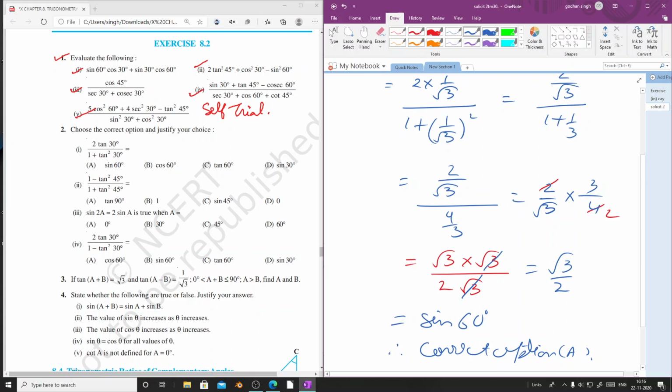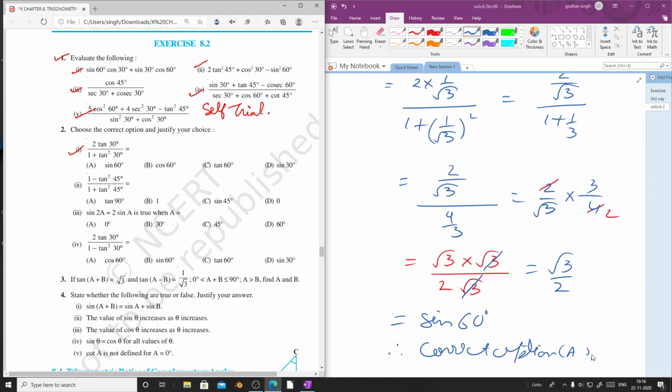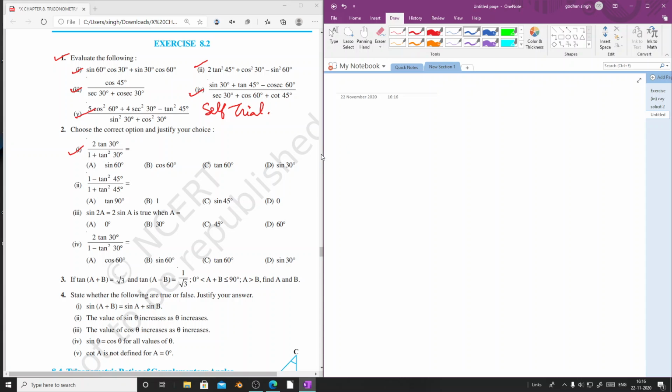So this is the answer of question number 2, first part. Now let us go to the next one, that is the second part. So question number 2, second part. This is the solution of the second part.